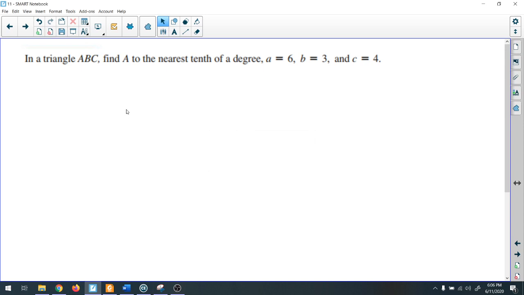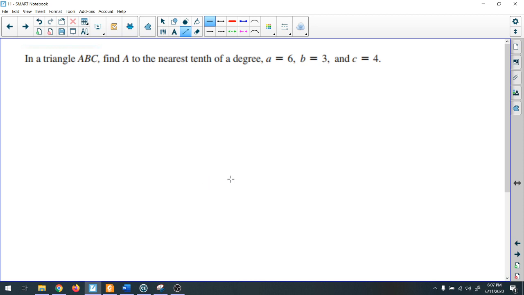We are still working on law of cosine. We have this question. In a triangle ABC, find the measure of angle A to the nearest tenth of a degree. Side A equals 6, side B equals 3, and side C equals 4. So first, let's graph our triangle.